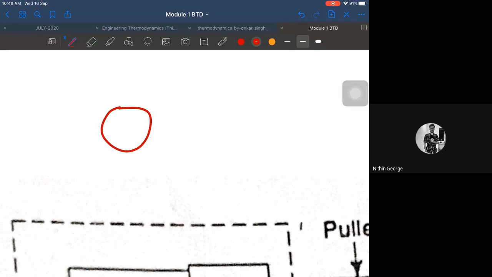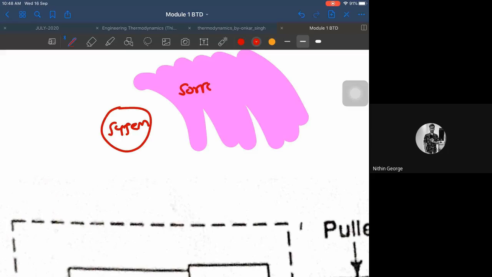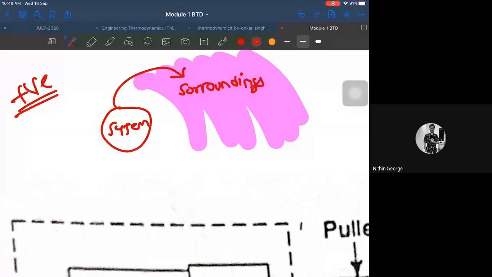So again, there is a system here. There are surroundings all over it. Now, I said, work done by the system on the surroundings is what? Positive. The work done, correct or not? Work done by the system on the surroundings is positive. Yes or no? Yes, sir.